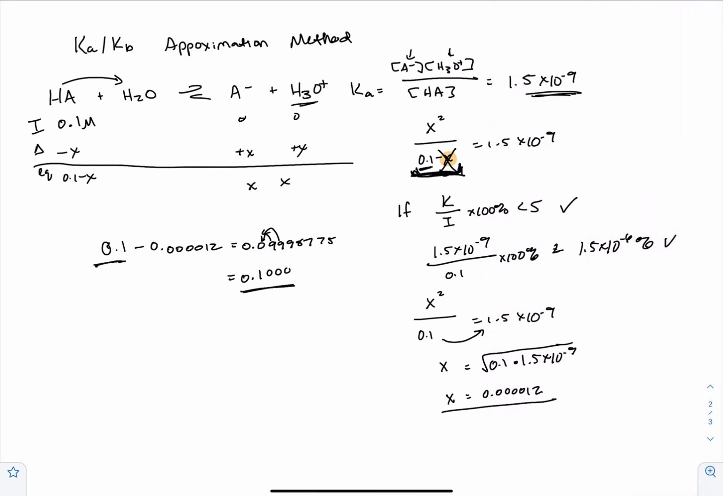That's the assumption method. That's how you make your math a lot easier. It's going to work most of the time. Again, here's your little key point to know if it's going to work. And if it doesn't work, then you're going to have to put it in the app and solve for the quadratic, or you can solve the quadratic on your own.